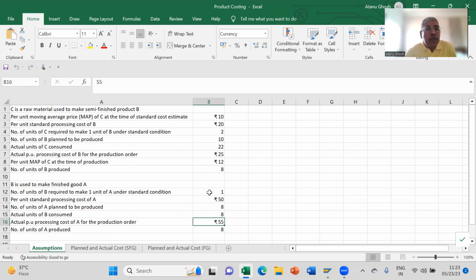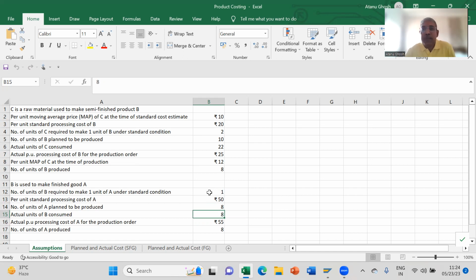The actual per unit processing cost of A for the production order is around rupees 55. Again, remember the same principle we discussed for the actual processing cost. The time will vary for an activity type like labor or machine. The rate will not vary. It is not possible to capture the actual rate. Okay. And the actual number of units of A produced is 8. So we are not losing anything in consuming B. So B consumed is still 8. 8 units of B is consumed.